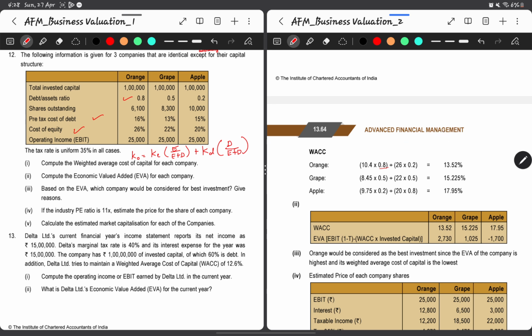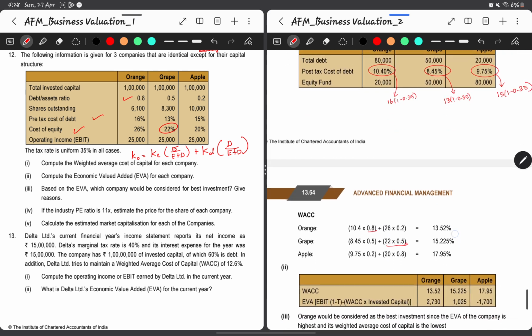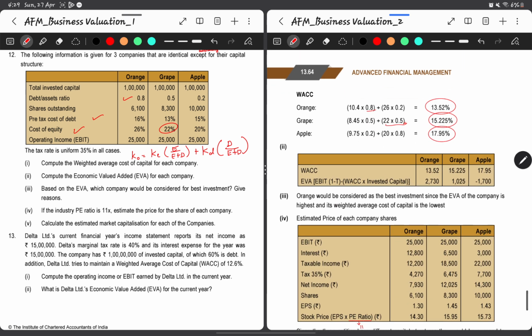Then for Grape, the weight is 0.5, so the cost of equity 8.22 is multiplied by the equity portion 0.5, and the rest will be debt, so 0.5 multiplied by 8.45. Same for Apple also. So the overall cost of capital in case of Orange is 13.52, in case of Grape is 15.225, and in case of Apple is 17.95.